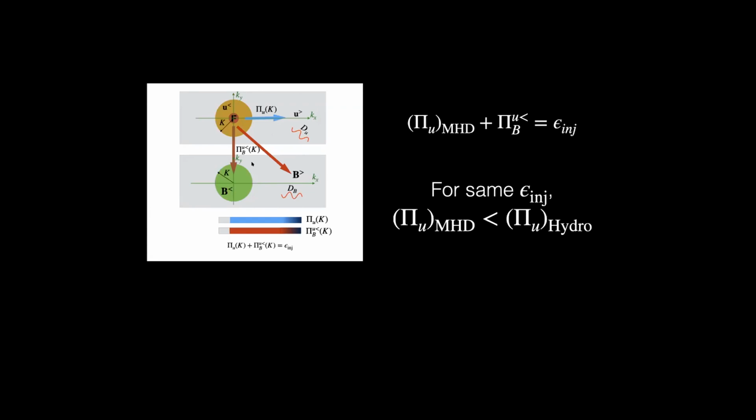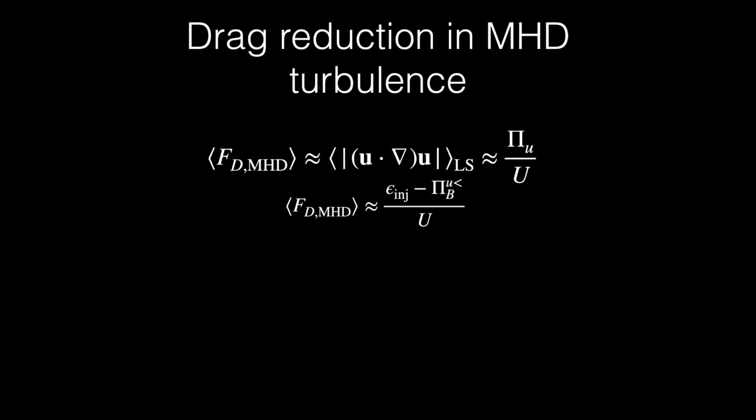Now, how do I get the drag reduction? The drag for MHD will be F_D, MHD. Now I need to compute the U dot grad U at large scales, and that is basically computing the flux by U. Now this flux for MHD is lower than the flux for hydrodynamics.